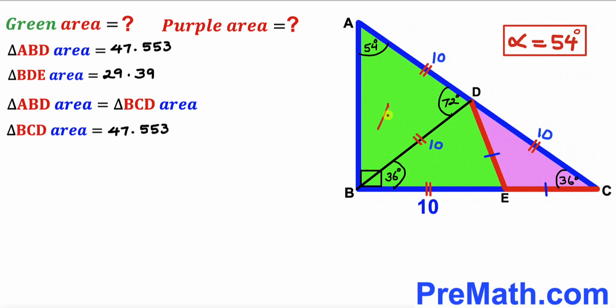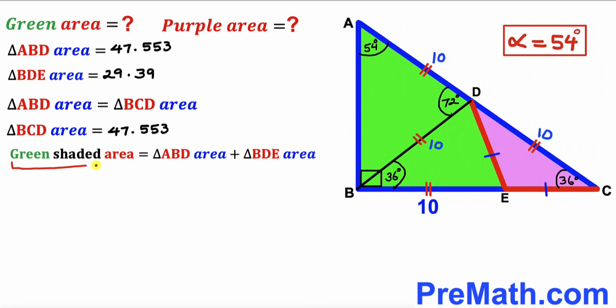And here's our final step. Now we are going to calculate the area of this green shaded region. Let's make an observation. We can see the green shaded region area is going to be the sum of these two triangles' areas, triangle ABD area plus the triangle BDE area. We are talking about this triangle ABD area and the area of this other triangle BDE. And we already figured out our triangle ABD area and the area of the triangle BDE as well.